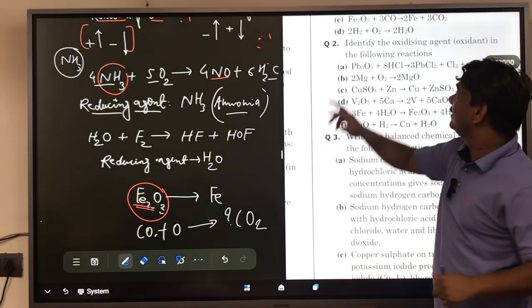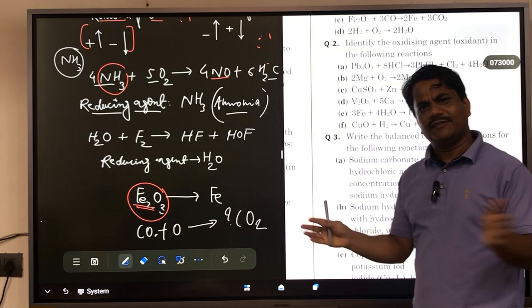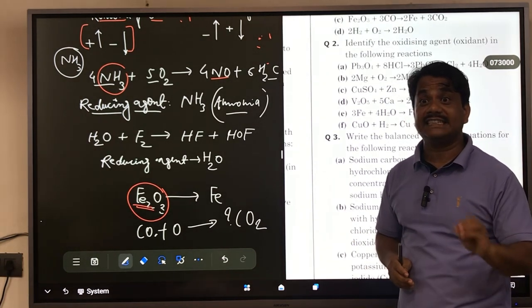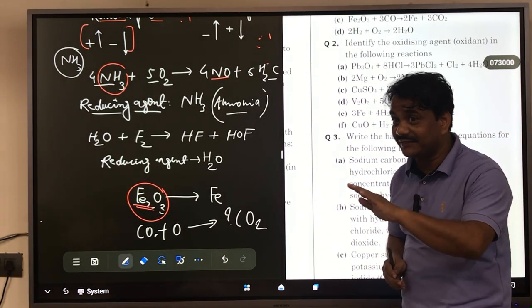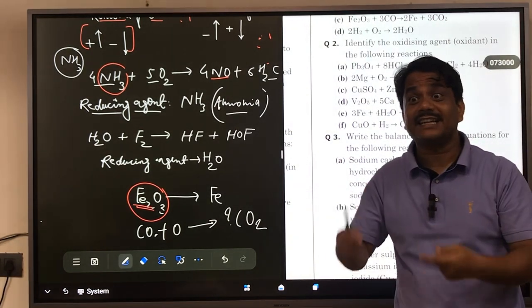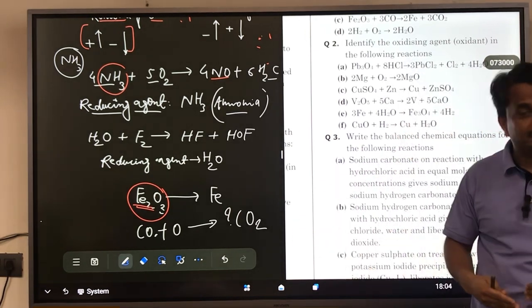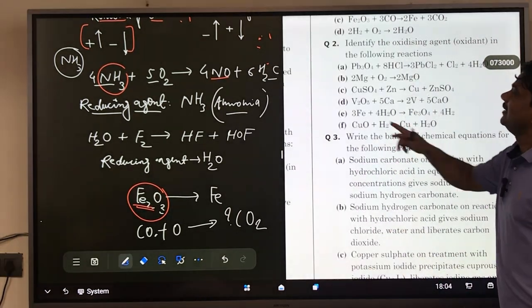Now, similarly, the next one. Identify the oxidizing agent. The converse definition will start working. Oxidizing agent means the atom which is giving oxygen or the substance which is getting reduced. Giving oxygen or getting reduced. Start.